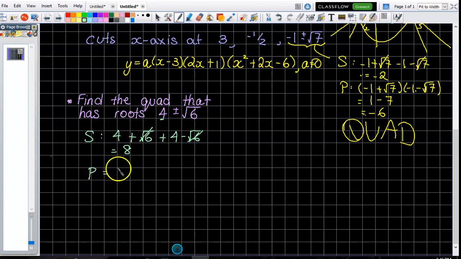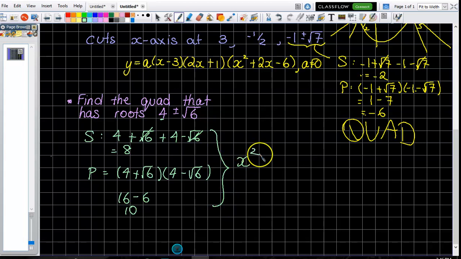Product. 4 plus root 6, 4 take root 6. 4 times 4 are 16. Positive times a negative, negative 6. I get 10. And so therefore, from this, I get x squared. What do we do with the sum, people? Minus, and then keep the product, plus 10. We are done here.